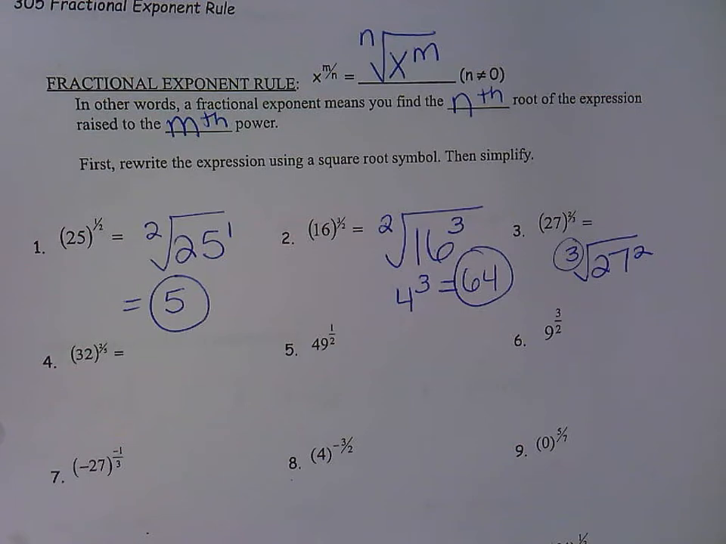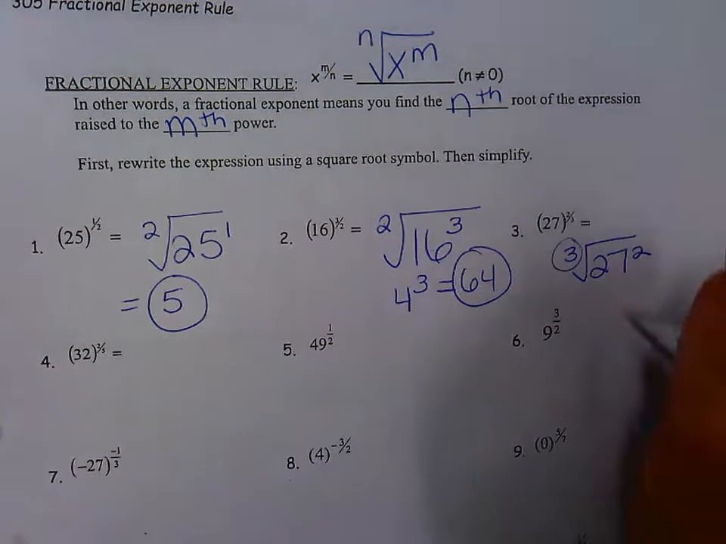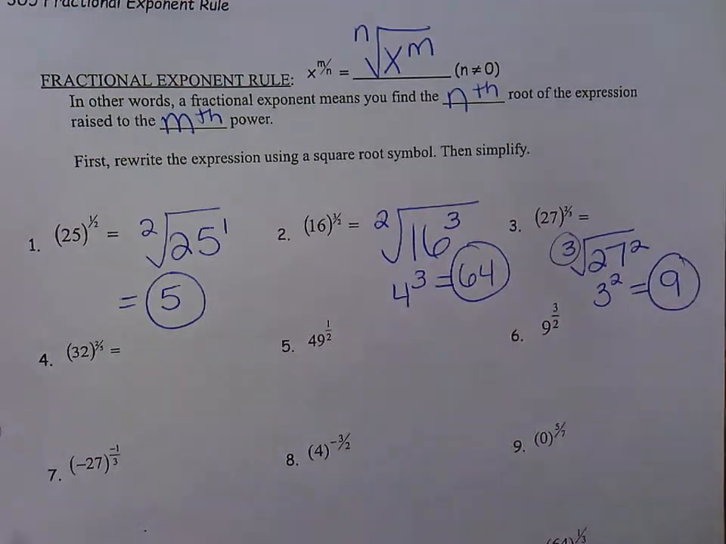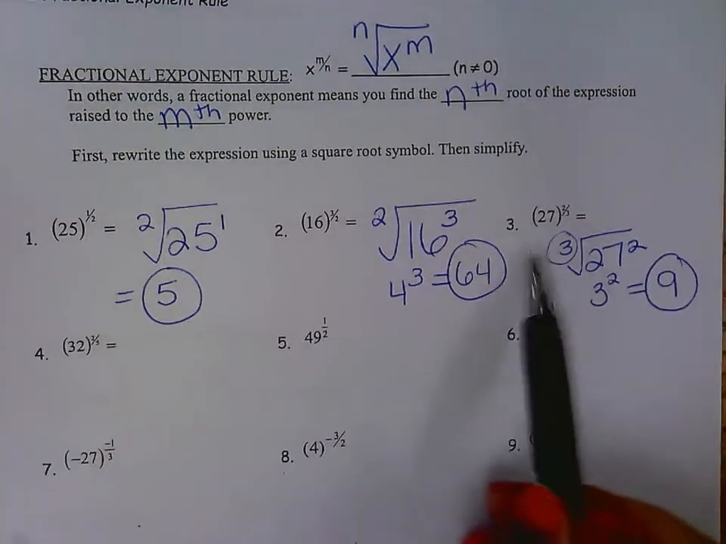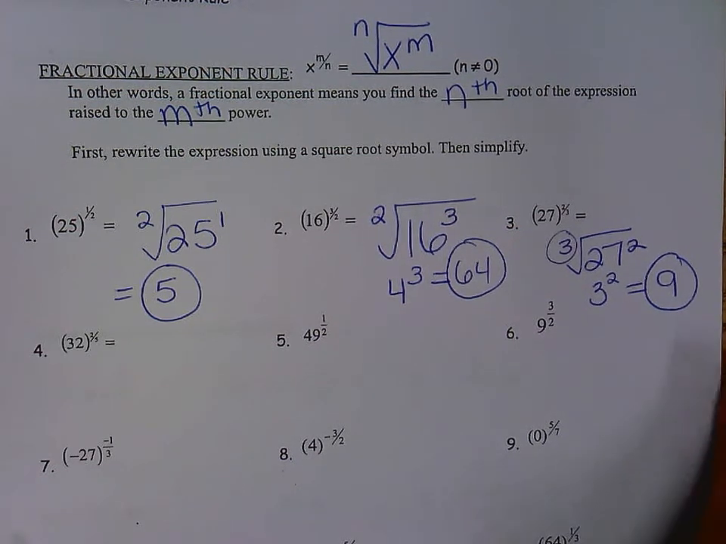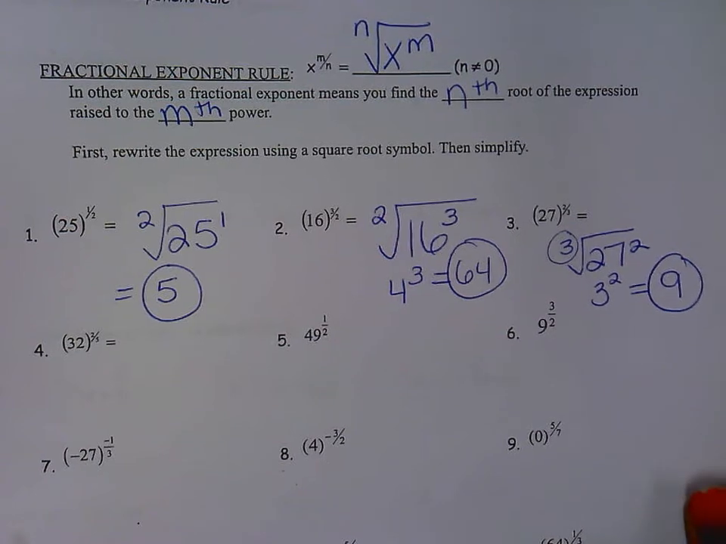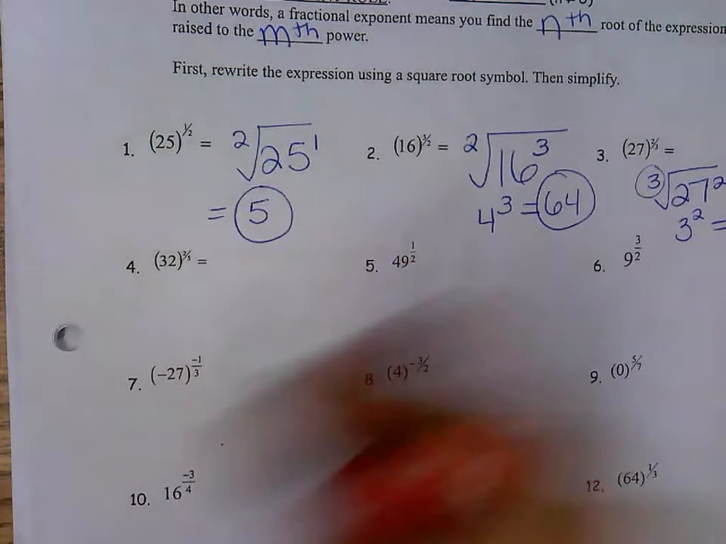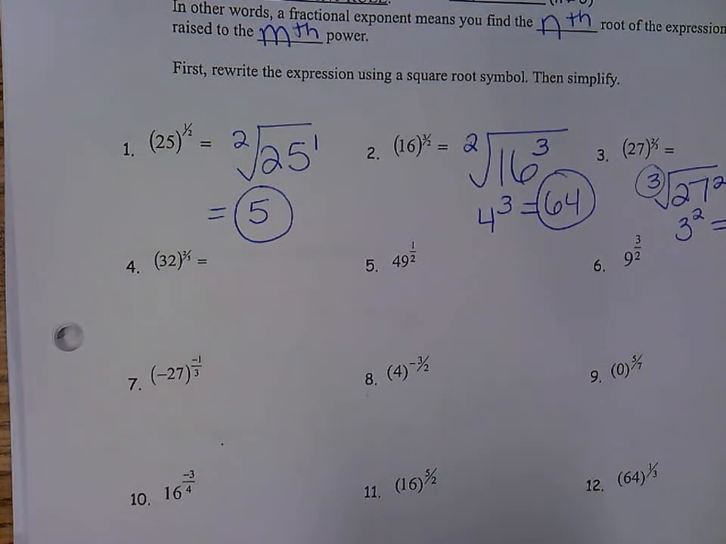So you're going to have to kind of memorize some of the perfect cubes, I think. 3 squared is 9. Right? So a cube root just asks you what times what times what gets you back to that original number. Let's do up through number 7 together, and then maybe you can try the rest.